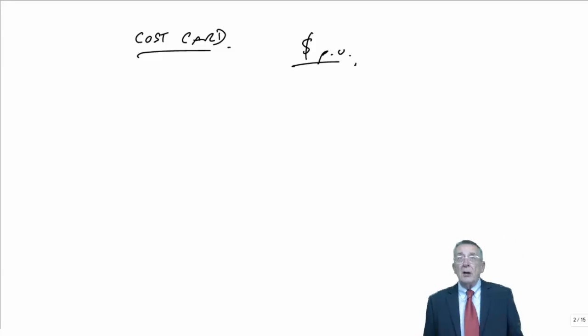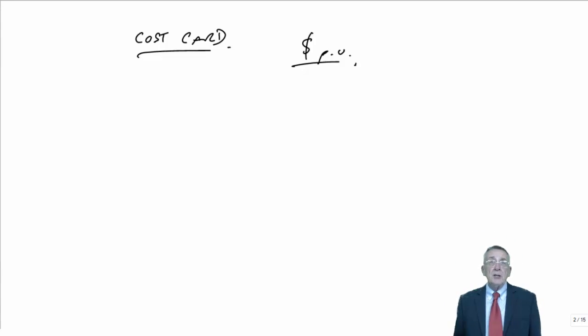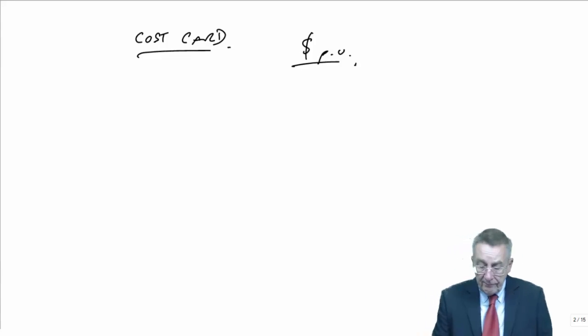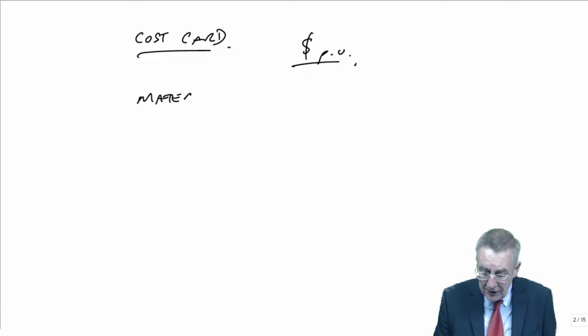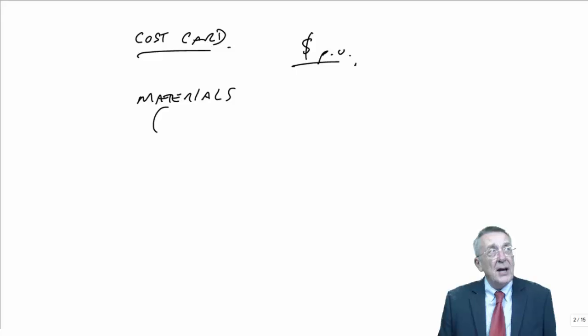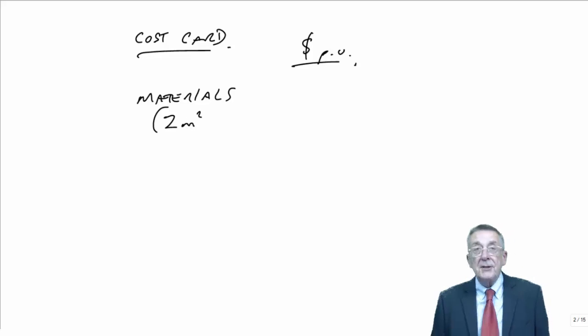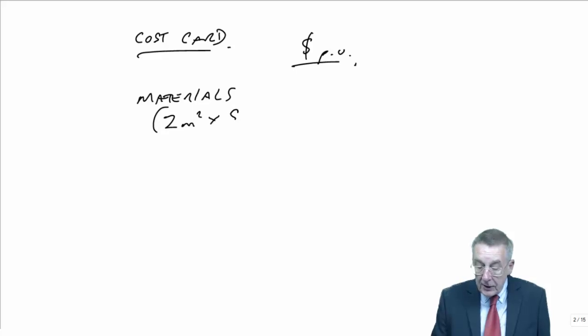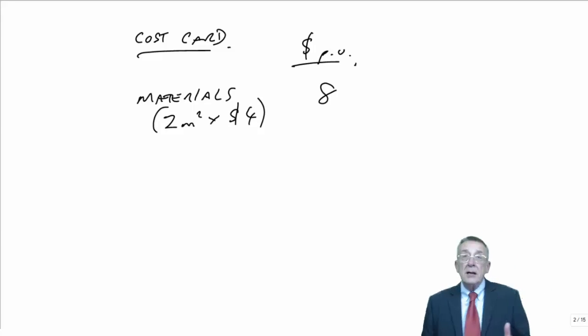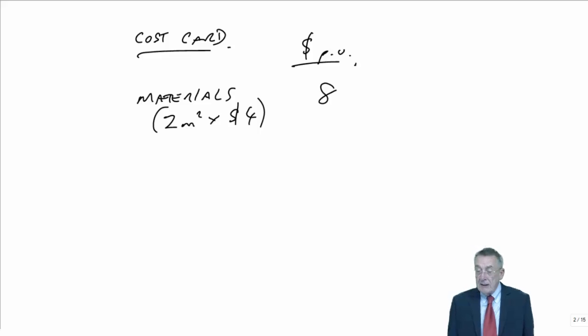And I build up the costs. So conventionally, we'd expect there to be materials, the desks, obviously the wood. And I don't know, I'm making up figures. Maybe each desk is 2 square meters of wood. Maybe the wood is costing me $4 a square meter. So it's $8 a unit in respect of materials.